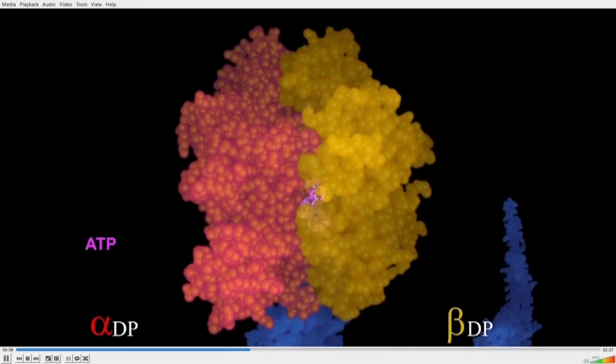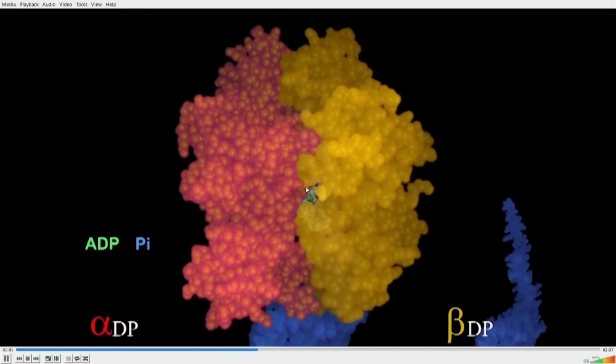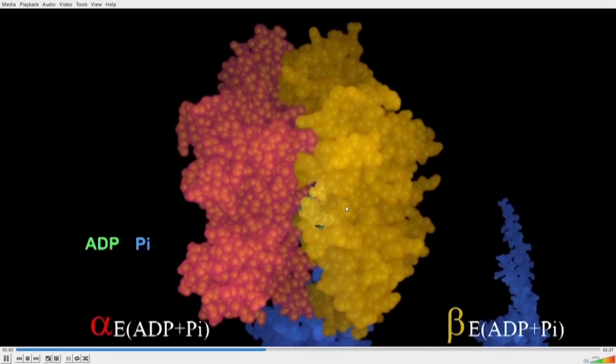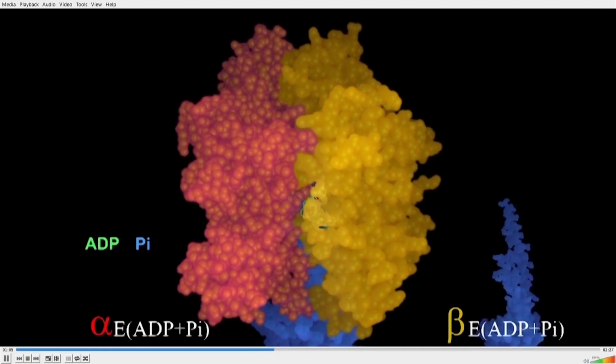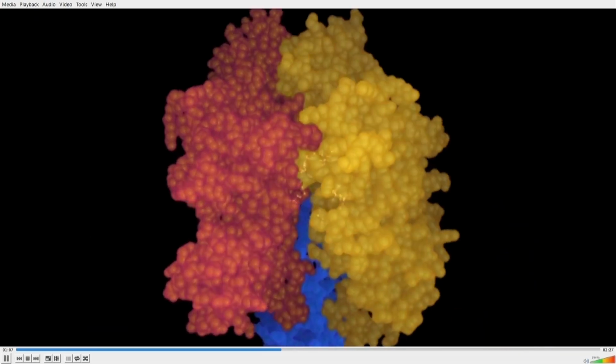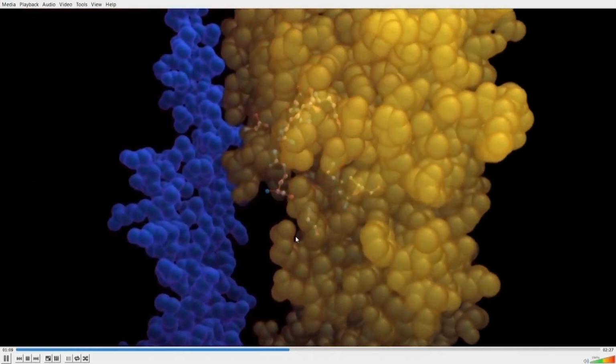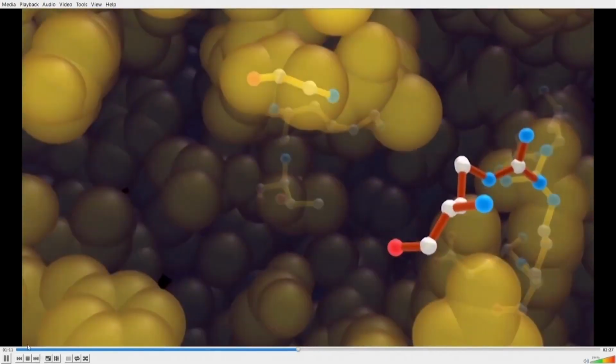As soon as the ATP is formed, the active site is converted from the loose into the open conformation, and as soon as it opens into the open conformation, it releases the ATP from the active site.